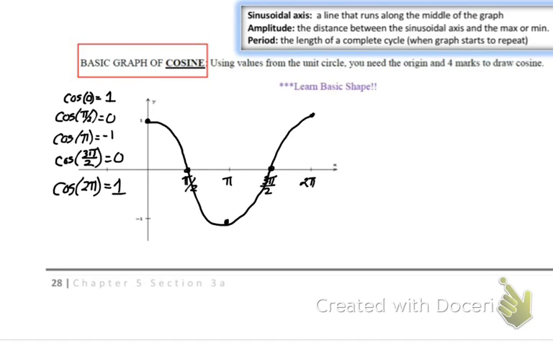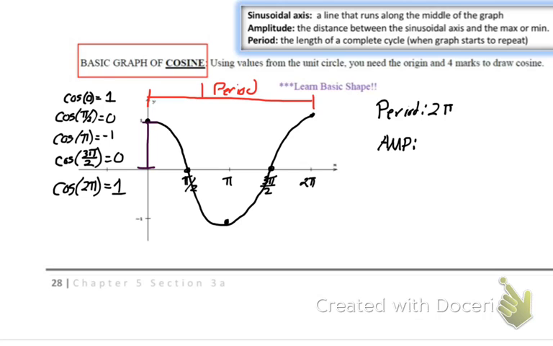All right, same shape-ish. It also has the same period, because 1 period is when it repeats. So it's going to start repeating after that, so that must be 1 period. So my period for cosine is going to be 2 pi as well. And my amplitude is the same. Let's do that in purple, because purple's fun. My amplitude is from the highest point to my sinusoidal axis. My amplitude is right here. Just by looking at it, I know it's 1.